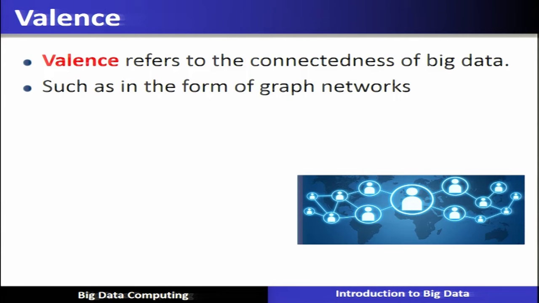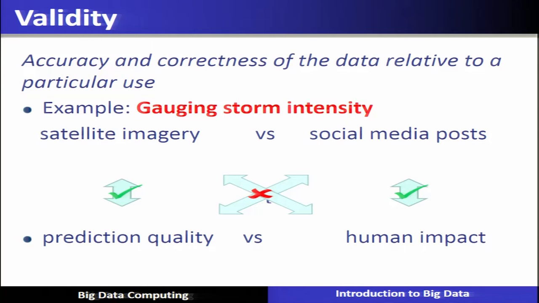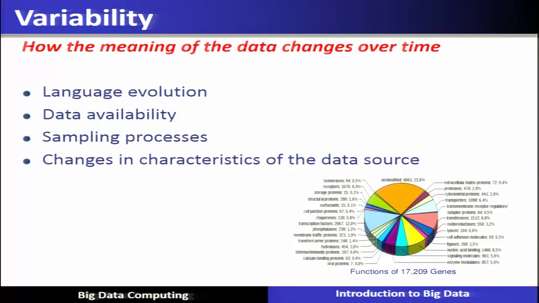The next V is called validity, that is the accuracy and correctness of the data relative to a particular use. So it depends upon a particular use case, where accuracy and correctness of the data is going to be useful. For example, satellite imagery for predicting the quality versus a social media post, where the human impact is going to be an important part. We will see more such use cases or examples of these characteristics of big data.